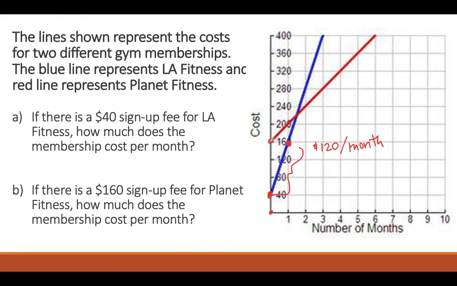The red line starts at $160, which is a lot as a sign-up fee, but after 1 month, it's only $200. So from $160 to $200, that's only $40 a month. That's a big difference. And if you plan on going long-term, then you would obviously go with the one that's cheaper per month, because as time goes on, that line is going to be cheaper because it's less steep. So you can see how figuring out the rate of change can be helpful in certain scenarios.